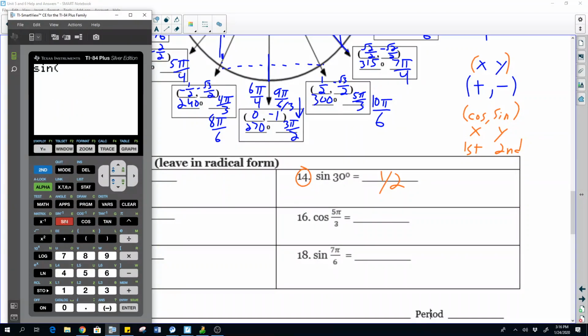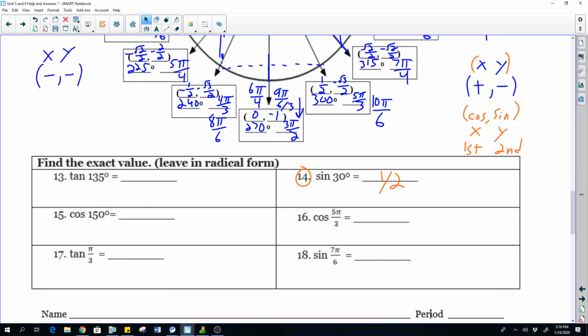Watch. So make sure we're in degrees. Yes, we are. So sine of 30 degrees is a half, or 0.5. There it is. Cool. Okay, so then cosine.